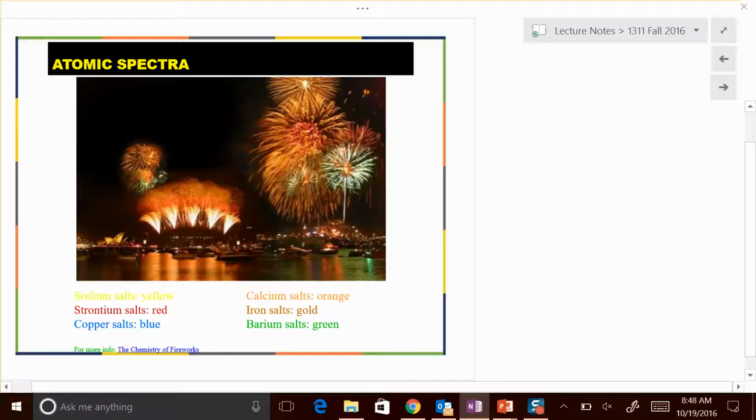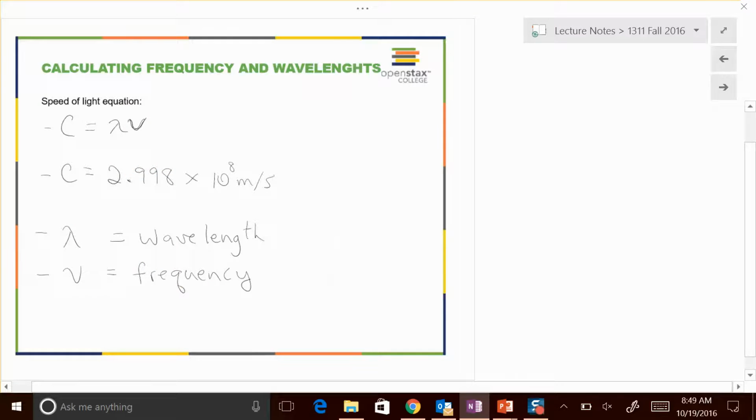Okay, fireworks, same way. These chemical reactions, as you burn them, they're releasing light. These metals, you excite the electrons, and as they relax, they release different colors of light, and that's how we see them. Okay, sodium salts give you a yellow flame. Strontium gives you a red flame. Copper salts would be blue flames. Calcium is orange, iron salts are gold, and barium salts are green. And then you get this spectrum of colors that you can create for these fireworks displays.